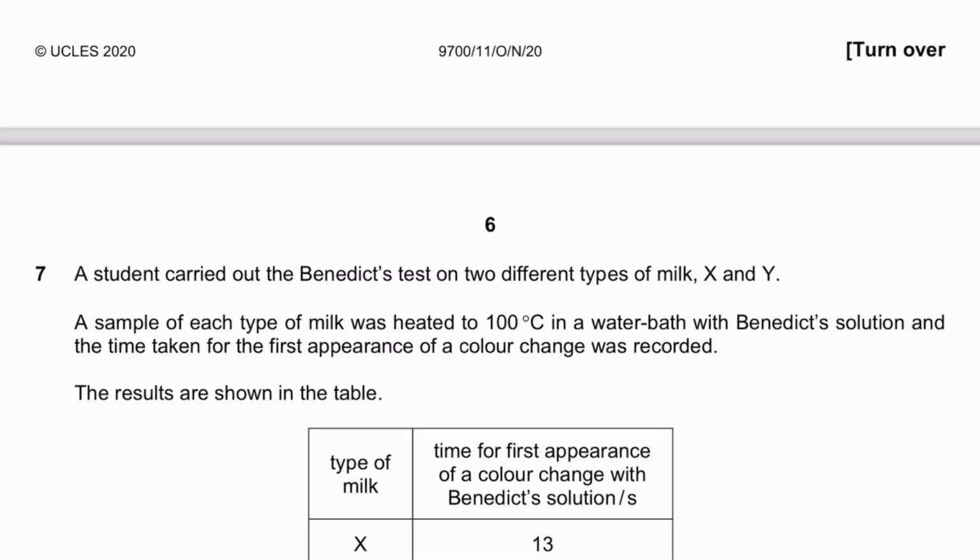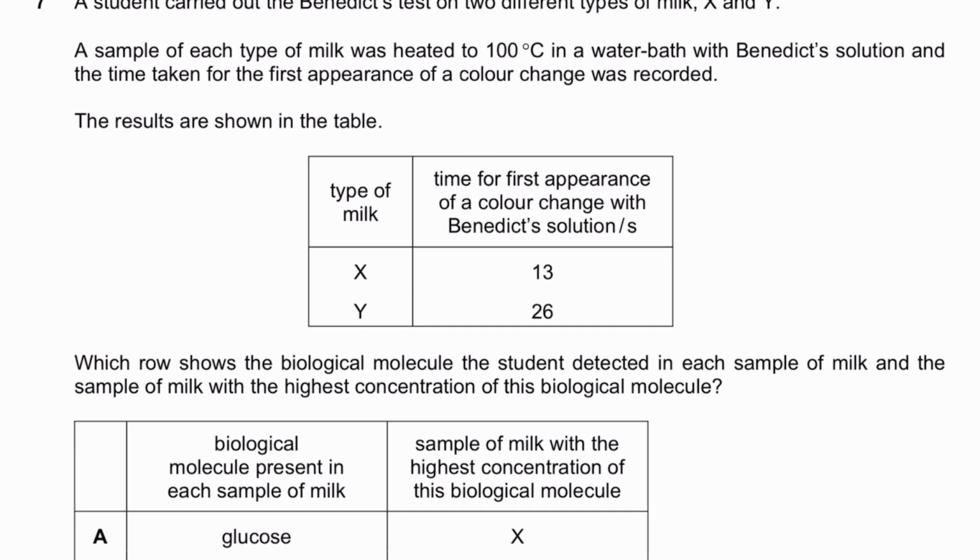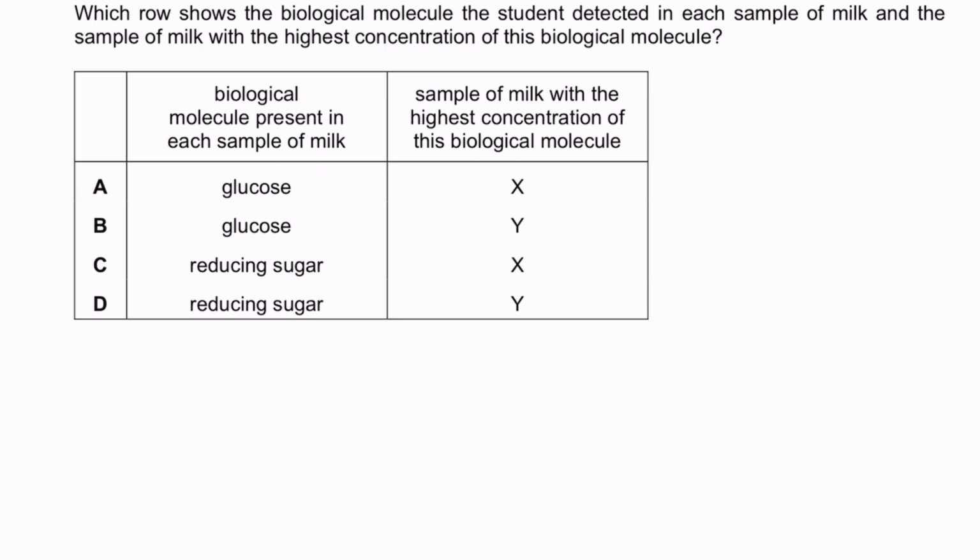D. A student carried out the Benedict's test on different types of milk X and Y. A sample of each milk was heated to 100 degrees Celsius in a water bath with Benedict's solution, and the time taken for the first appearance of color change was recorded, and the results are shown in the table below. So you could see a table of milk and the time for the first appearance. You could see it's faster with solution X. He says here, which row shows the biological molecule the student detected in the sample of milk, and the sample of milk with the highest concentration of the biological molecule.